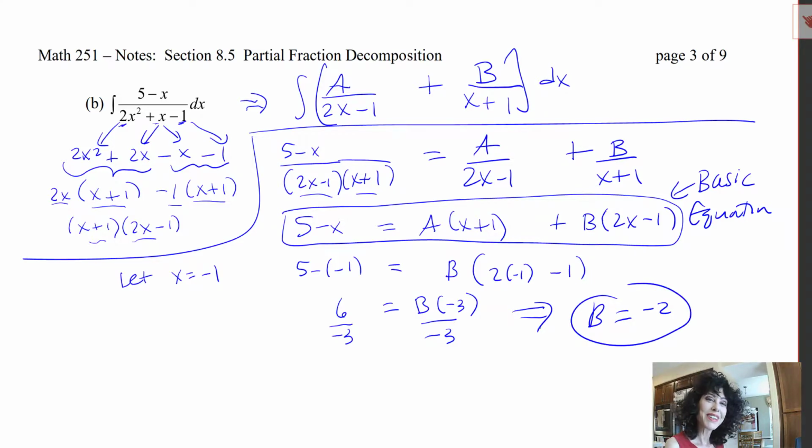Yay. So go back to your basic equation and try to figure out what's another value we could substitute for x that would allow us to find a. And I noticed that if I let x equal 1/2 here, 2 times 1/2 is 1, and then 1 minus 1 will equal 0. So I'm going to let x equal 1/2 in this basic equation. So it doesn't have to be an integer.